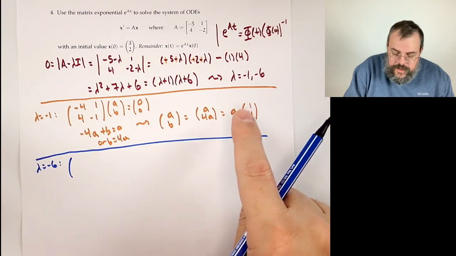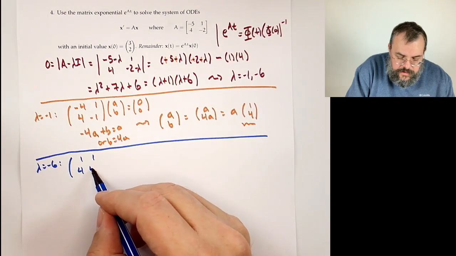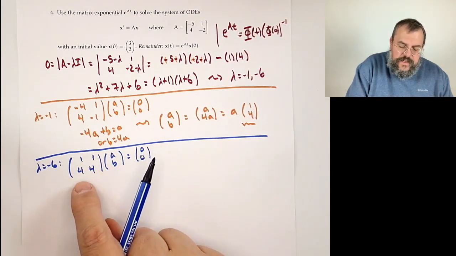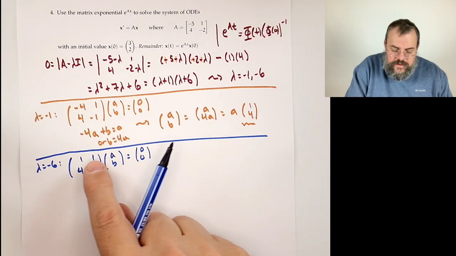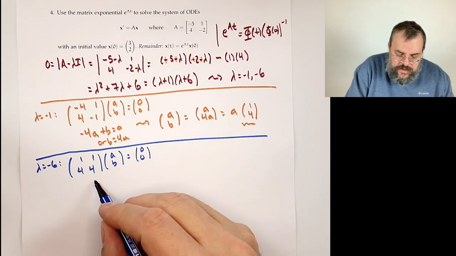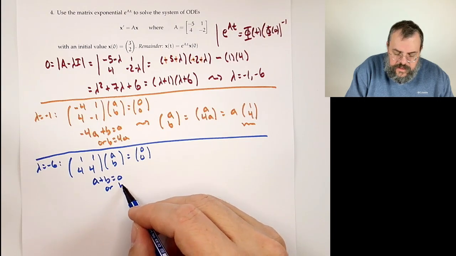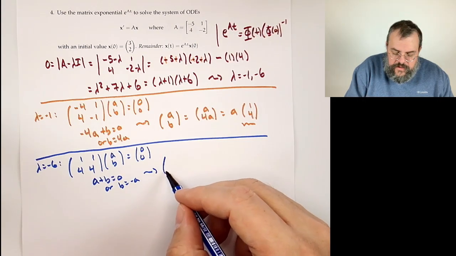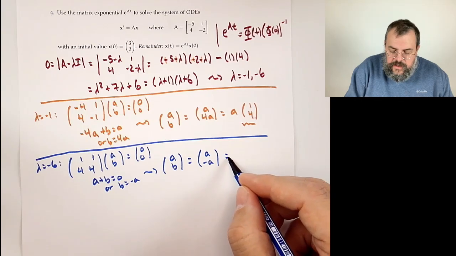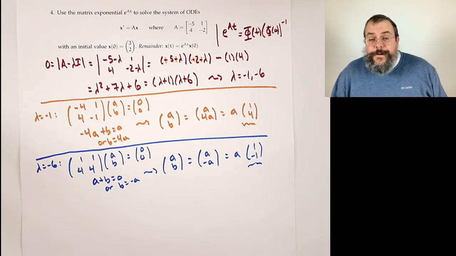Okay, so we're going to put -6 in here, and we'll get 1, 1, 4, 4, and we're looking for something a, b to get 0, 0. Well, again, you can see it's essentially the same equation, right? This says a plus b equals 0, and this one says 4a plus 4b equals 0. So if a plus b equals 0, that's really the same thing as saying b equals -a. So our vector looks like a, b, which is a, -a, which is a times 1, -1. Oh, okay, well, that was pretty clean.